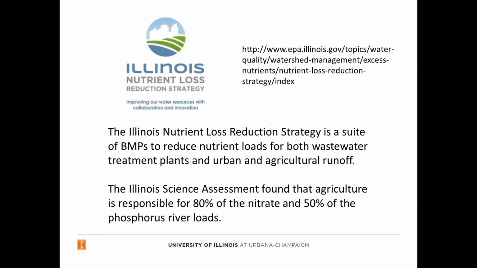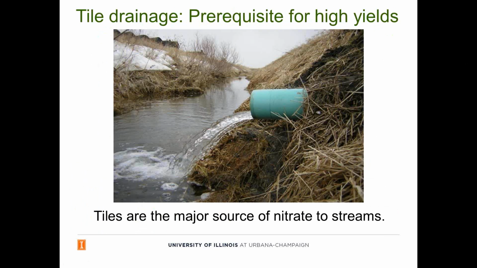So we have a very populated state, so that phosphorus contribution is greater from agriculture in less populated states, because we have 10 million people up in Chicagoland whose sewage effluent goes in the Illinois River. So the point sources can work on the phosphorus and make great strides, but the agricultural sector needs to try and reduce its nitrate load. And we've got an Illinois nutrient loss reduction strategy now, which is a suite of best management practices, and I'm going to go through some of those today.